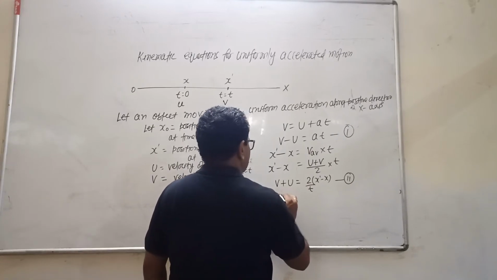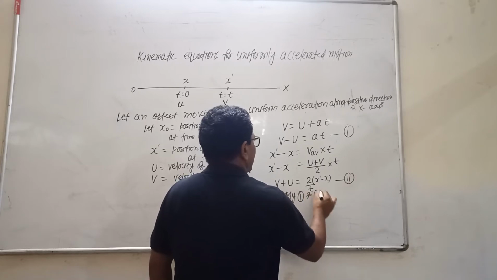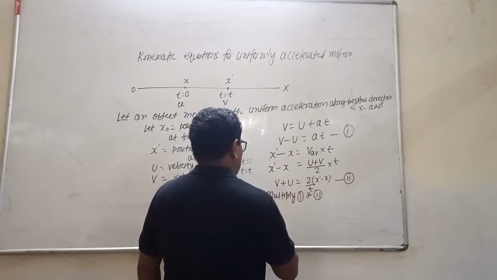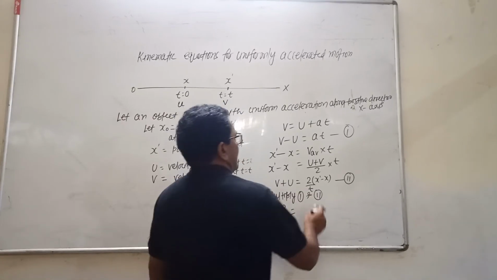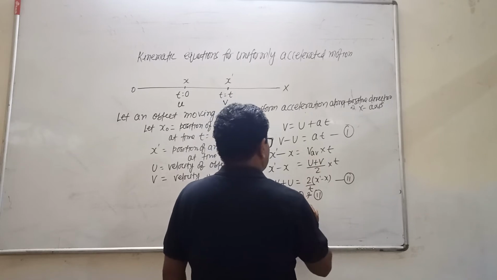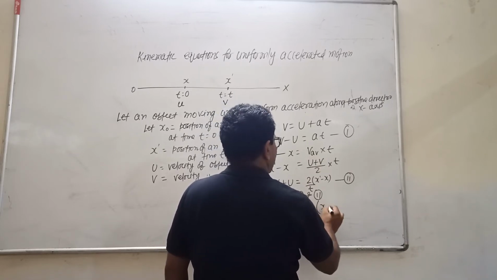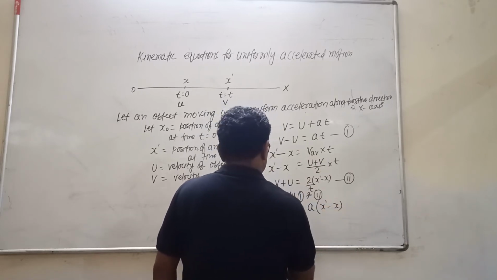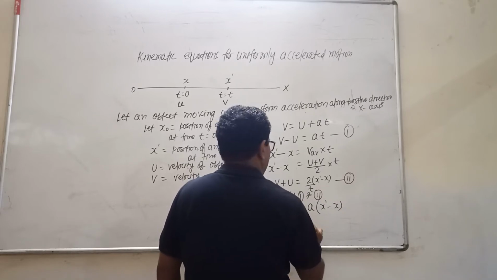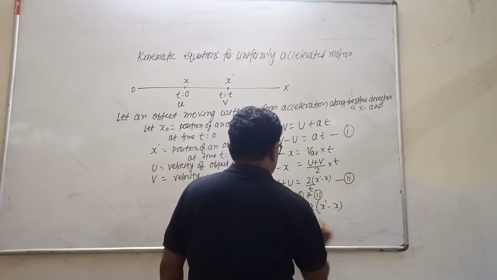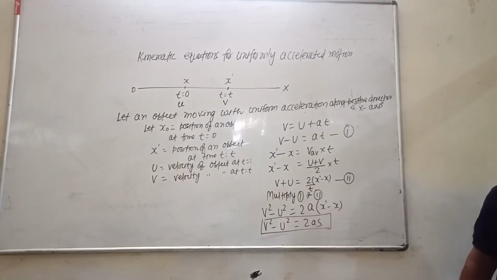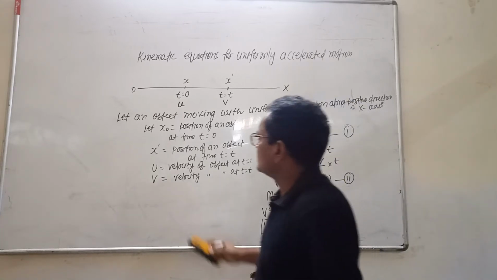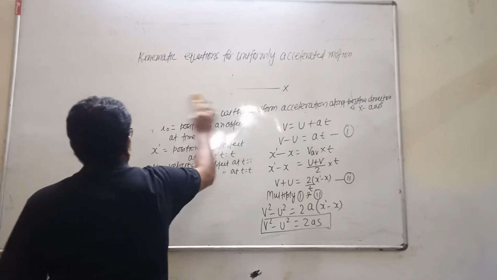Multiply first and second. So v minus u into v plus u becomes v square minus u square equals, and this t and t get cancelled, 2a into x dash minus x, and x dash minus x is represented by s. So this is the third equation of kinematics or third equation of motion: v square minus u square equals 2as.